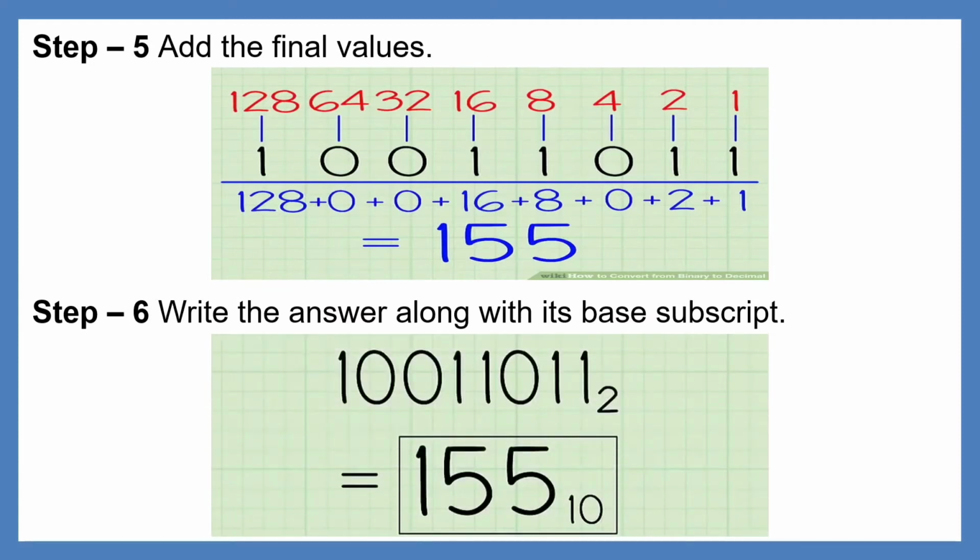So 10011011 base 2 is equal to 155 base 10. Okay, so those are the processes in converting binary into a decimal number. So let's have some examples.